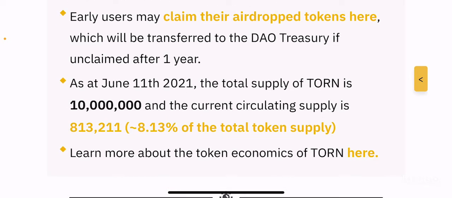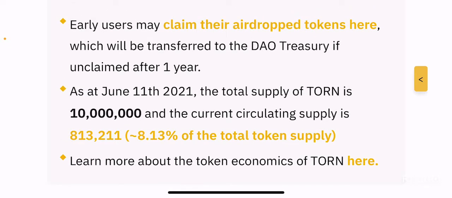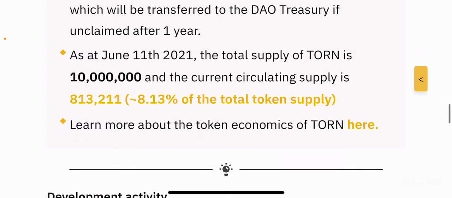Early users may claim their airdrop tokens here, which will be transferred to the DAO treasury if unclaimed after 1 year. So if you haven't bothered to check whether you have a stake in the airdrop, you can click on this link. It's interesting how Binance provides this link for people who want to claim their tokens, or people who forgot about using the Tornado Cash platform in the early stages. People who are eligible and haven't claimed can check their claim here by clicking on this link, right? And bear in mind that if you don't claim it after a year, it will be returned to the DAO treasury, right? So that's very interesting.